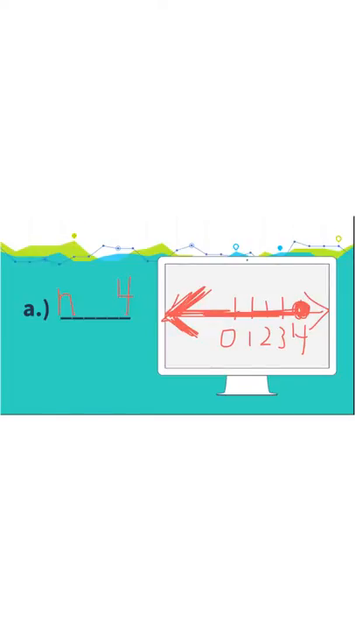So now when you look at the closed circle, you know that it either has to be less than or equal to, or it has to be greater than or equal to. When you look at the direction of the arrow, you will see that it is less than or equal to. So your answer is n is less than or equal to 4.